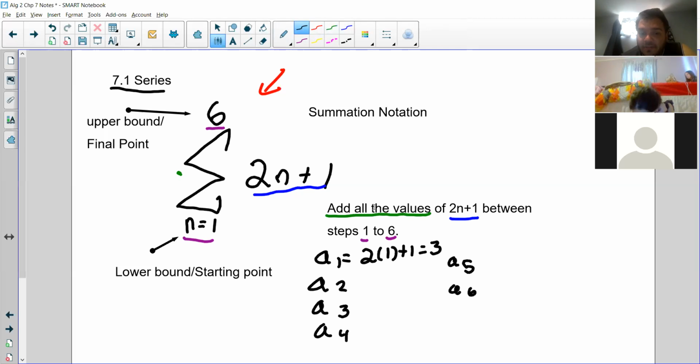But finding the points, it's still the same. I plug in 2. I plug in 3. I plug in 4, 5, and 6. After a while, you might see the pattern and you could go a little faster. Well, it seems like I'm adding 2 each time. So 9, 11, 13.